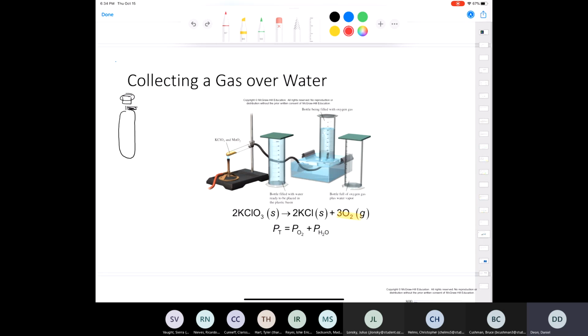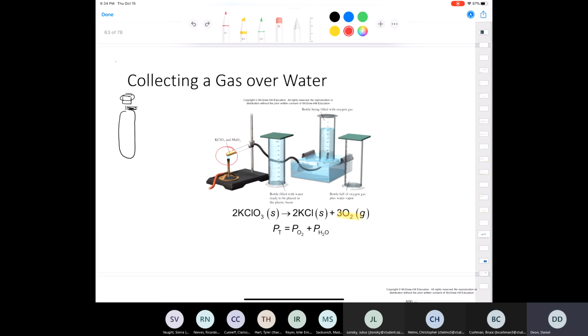Okay, next what you do is you do the reaction that produces the gas you're interested in making. Now here's just a particular example. If you take potassium chlorate and you heat that up, literally heating it with a Bunsen burner, it produces potassium chloride, which is a solid. That's not a gas, but it's also going to produce some oxygen.